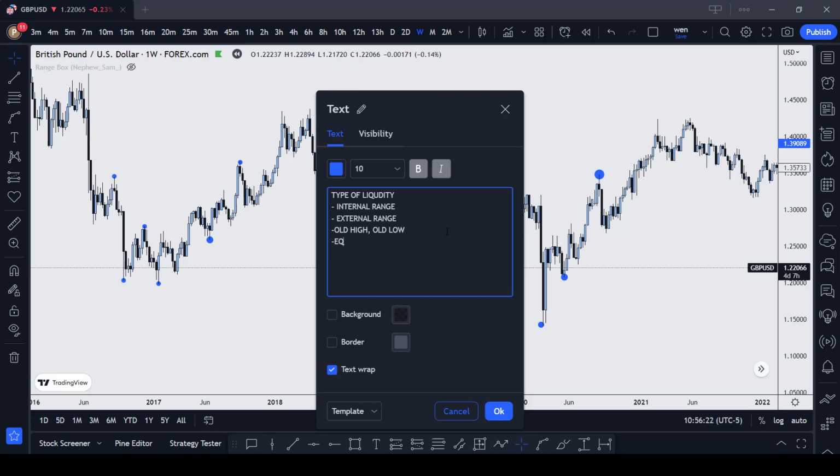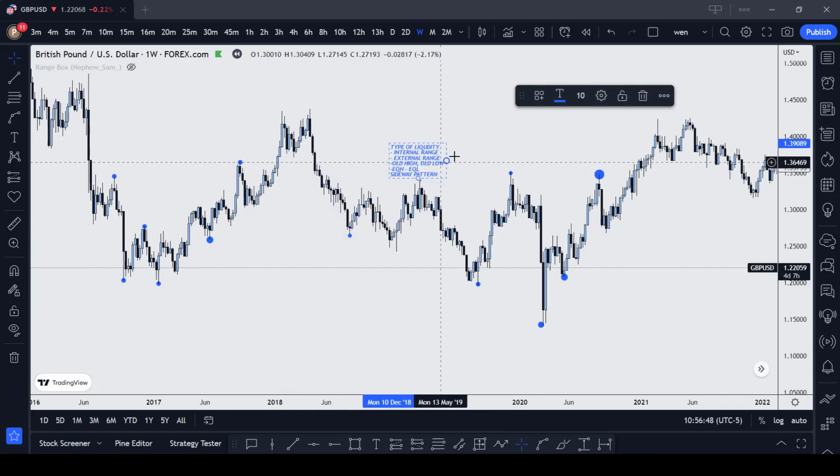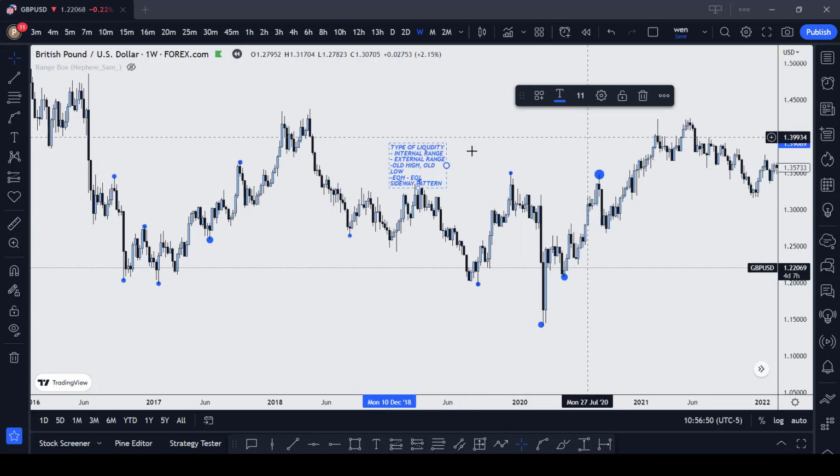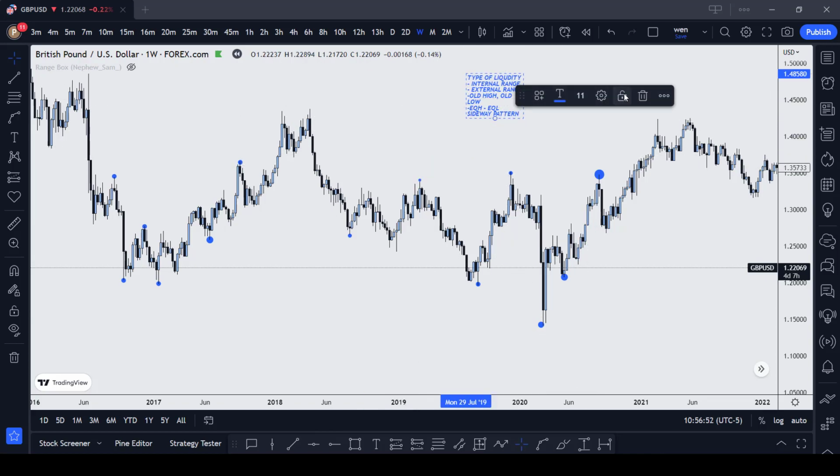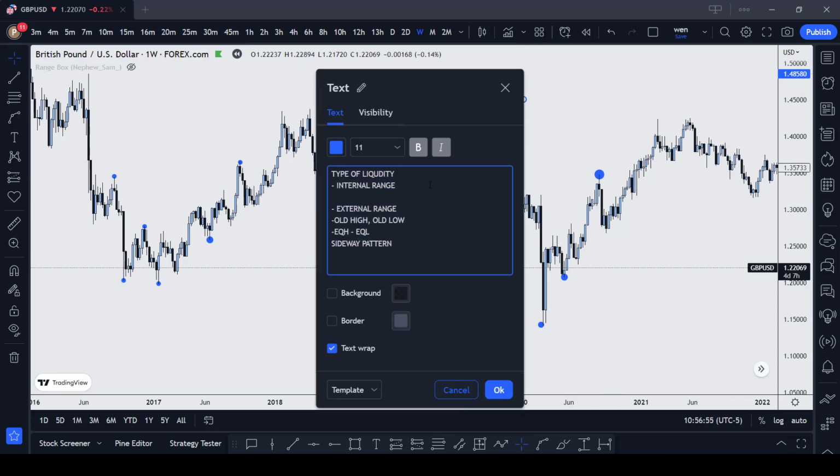equal highs or equal lows, or there are other terms, other sideways patterns. Basically, there are plenty of types of liquidity, but in this video we'll be going over the main ones and how to not get tricked by them, which are internal range and external range.